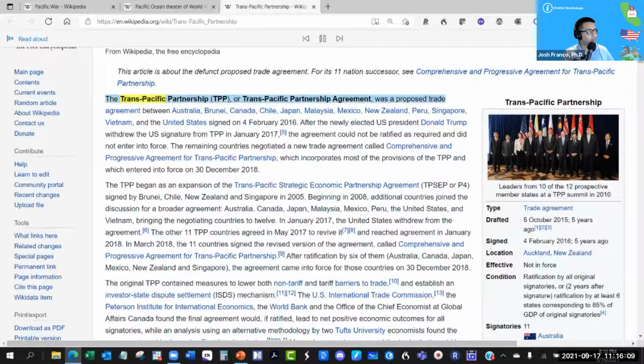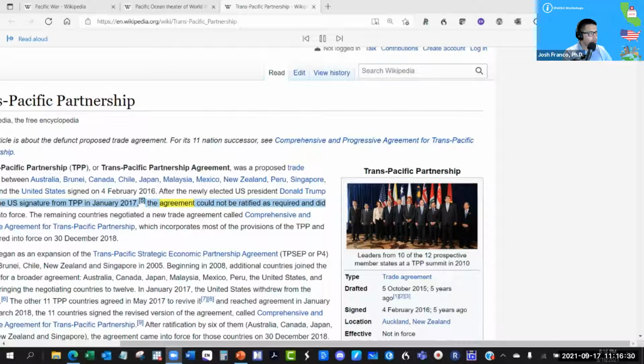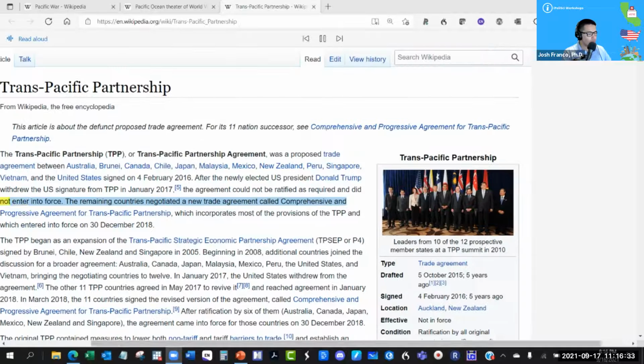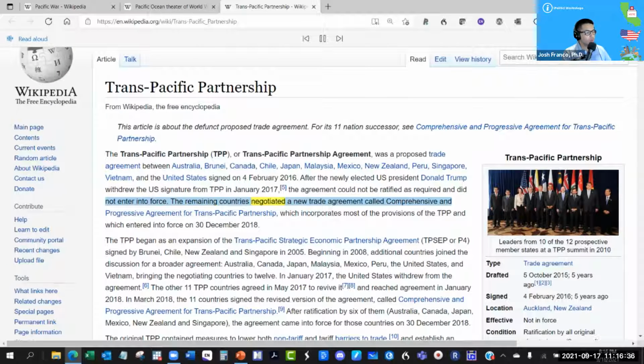Okay, let's go. The Trans-Pacific Partnership, TPP, or Trans-Pacific Partnership Agreement, was a proposed trade agreement between Australia, Brunei, Canada, Chile, Japan, Malaysia, Mexico, New Zealand, Peru, Singapore, Vietnam, and the United States, signed on the 4th of February 2016. After the newly elected U.S. President Donald Trump withdrew the U.S. signature from TPP in January 2017, the agreement could not be ratified as required and did not enter into force. The remaining countries negotiated a new trade agreement called Comprehensive and Progressive Agreement for Trans-Pacific Partnership, which incorporates most of the provisions of the TPP, and which entered into force on the 30th of December 2018.